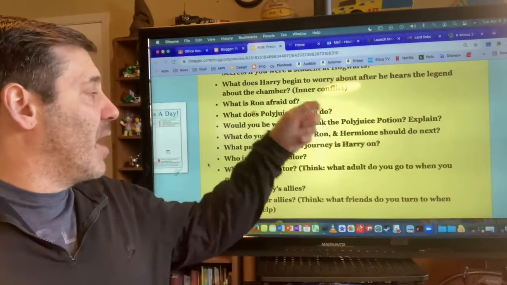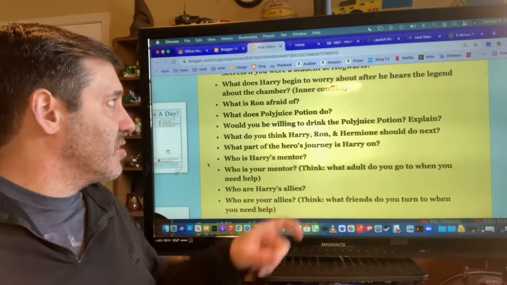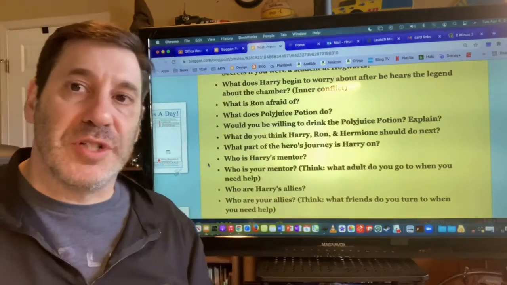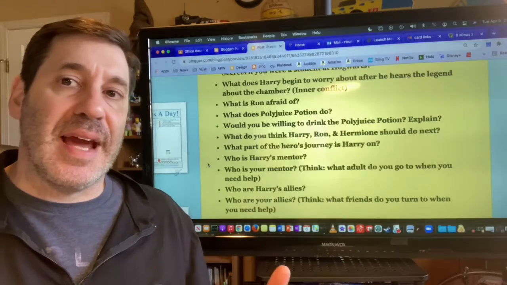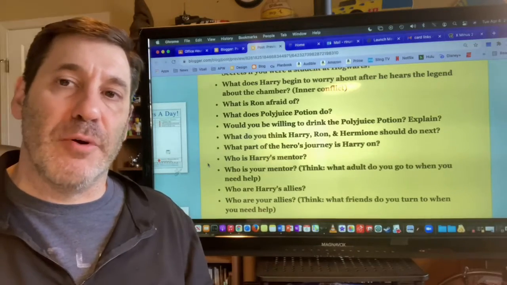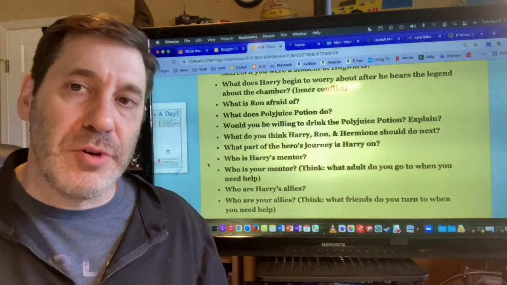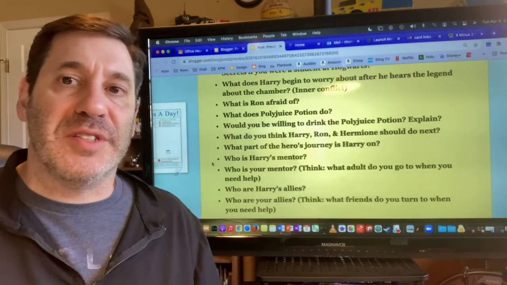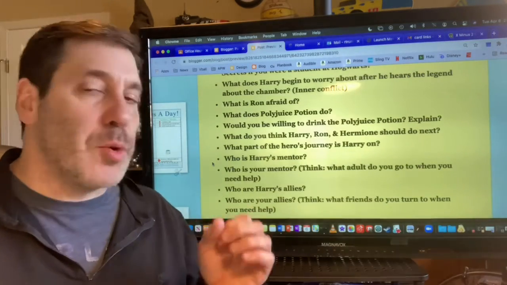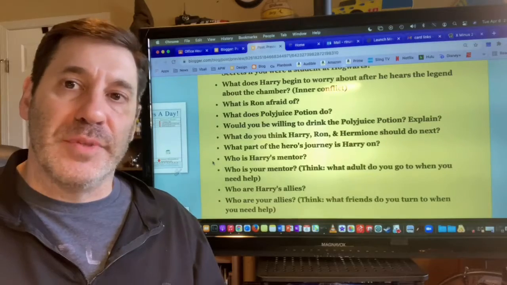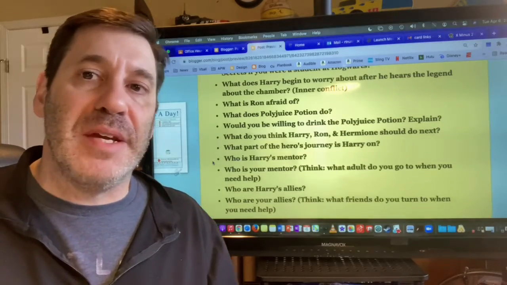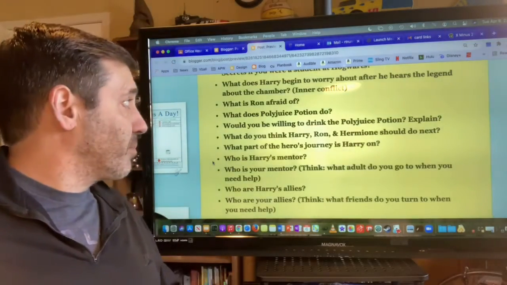We learn about what Ron is afraid of, that he's afraid of spiders. We learn about what Polyjuice Potion can do. Harry, Ron, and Hermione could drink this potion, and they can transform into another student or another person for a period of time because they want to get information from Draco, because they believe that maybe Draco is the heir of Slytherin.